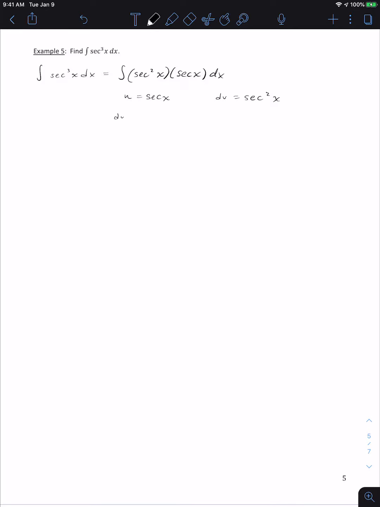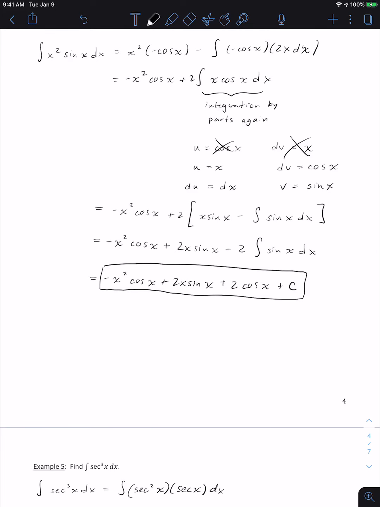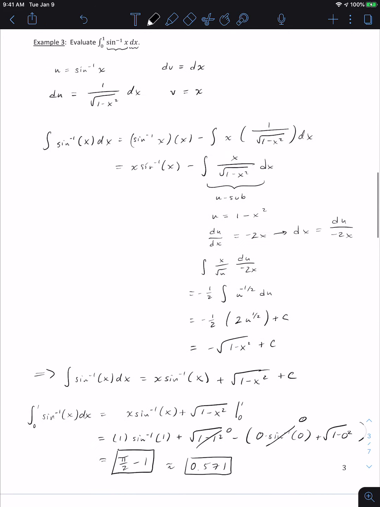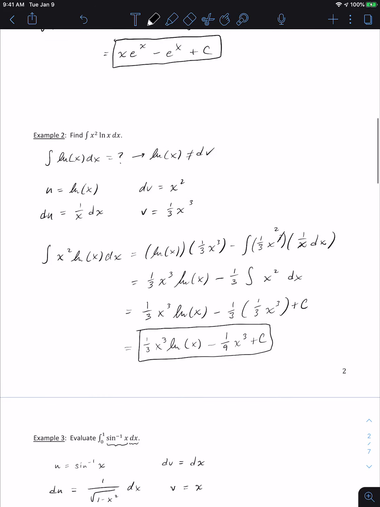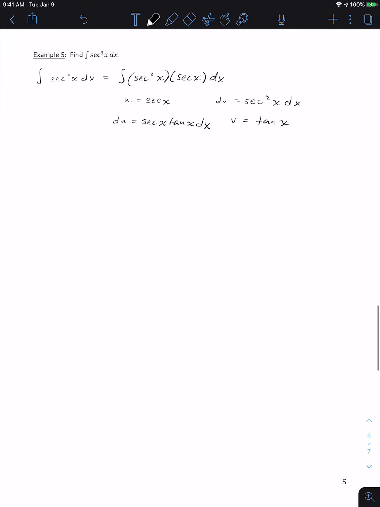So du is equal to the derivative of secant x, which is secant x tangent x dx, and then v, the antiderivative of secant squared x, is tangent x. I think I've been leaving off my dx's here. Apologize. Sorry. Okay, back to our problem.